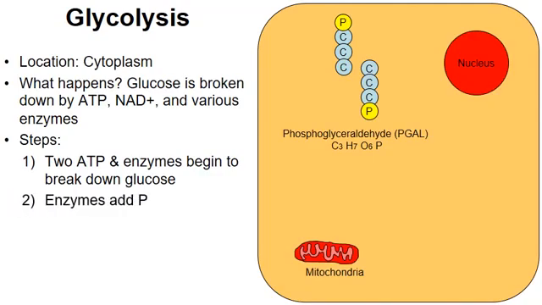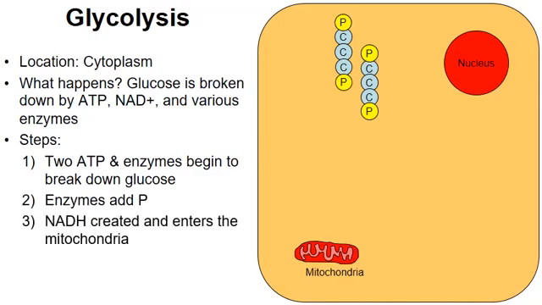So next, enzymes, which are in the cytoplasm, will add another phosphate onto each of the pGals. So here's an enzyme, the scissors, adding a phosphate to the pGal on the left, and a phosphate being added to the pGal on the right. And by doing this, this converts the pGal into another intermediate molecule.